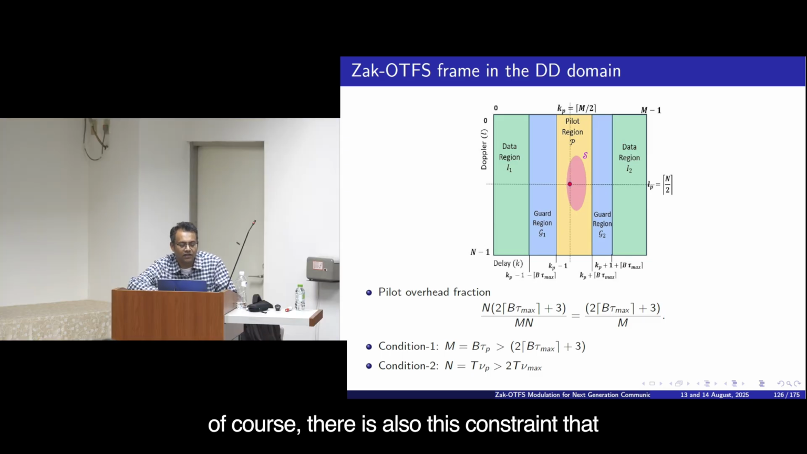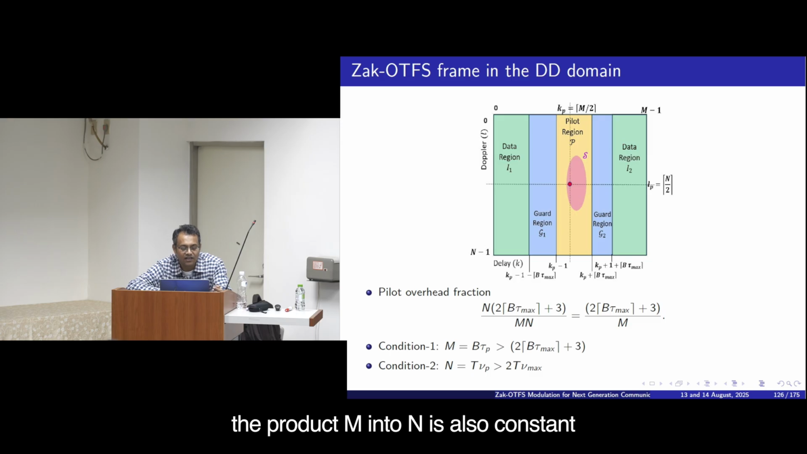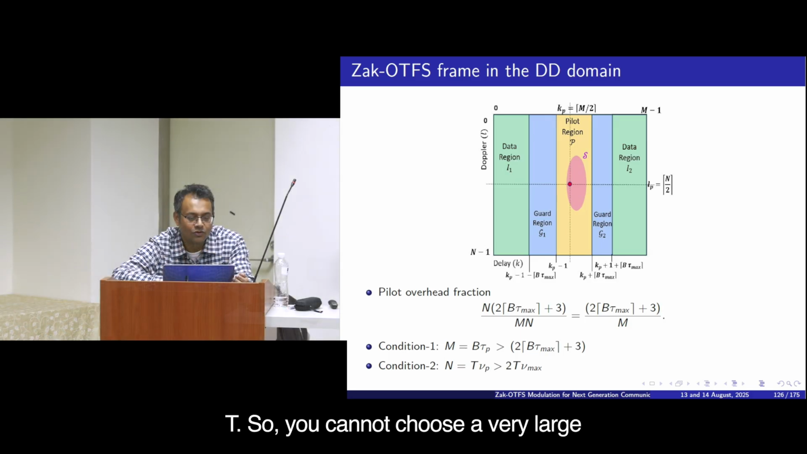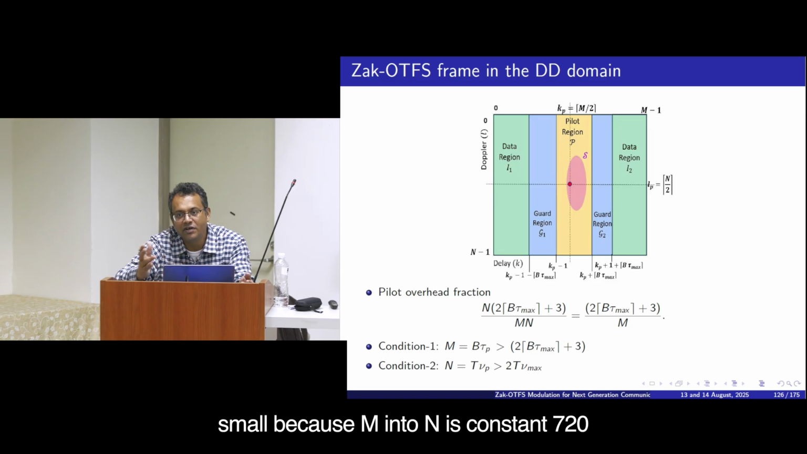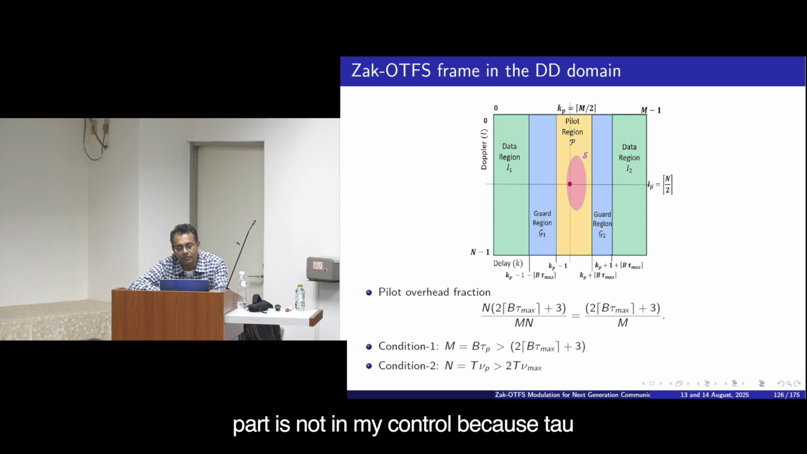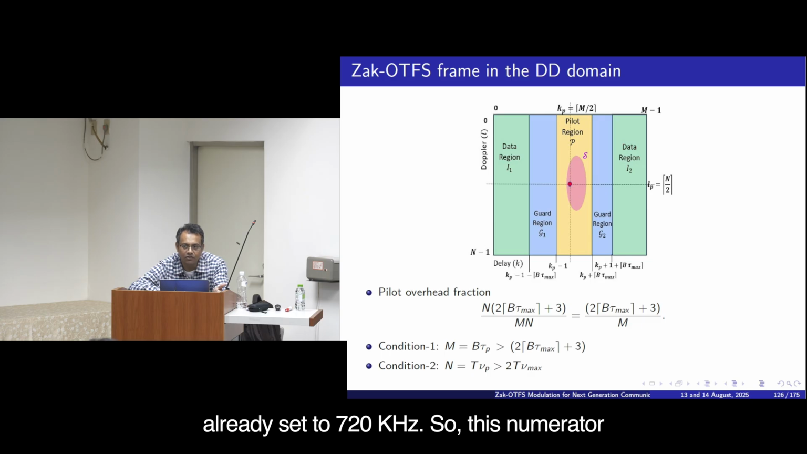And then of course, there is also this constraint that the product M into N is also constant, right. M into N is equal to BT. So, you cannot choose a very large N, because if you choose your N to be very large, then your M will become small, because M into N is constant, 720, and if M becomes very small, now this part is not in my control, because tau max is decided by the channel, B is already set to 720 kilohertz. So, this numerator is more or less fixed.